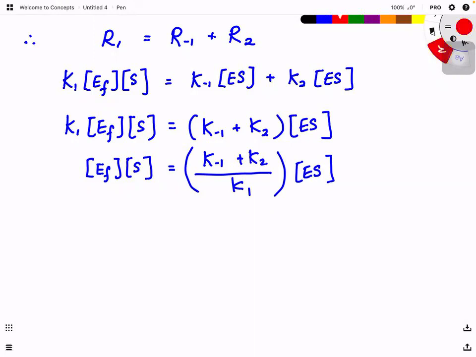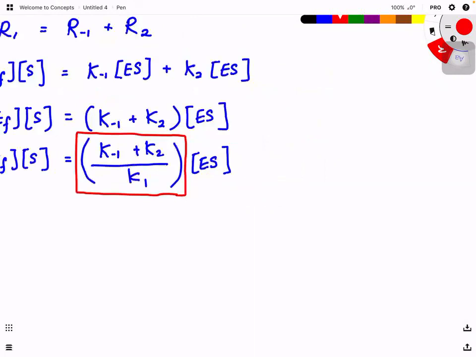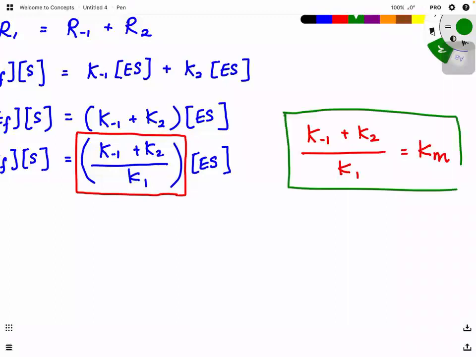So Michaelis-Menten says that this constant, K-1 plus K2 divided by K1, is equal to the Michaelis-Menten constant. So this one is actually equal to Km. Are you clear? Because it is lazy to write K-1 plus K2 over K1 every time, so we simplify it and represent it by Km. So Km is actually a rate constant. Okay, what do we call this? It's a ratio. Okay, so what is this ratio? I will tell you guys later.